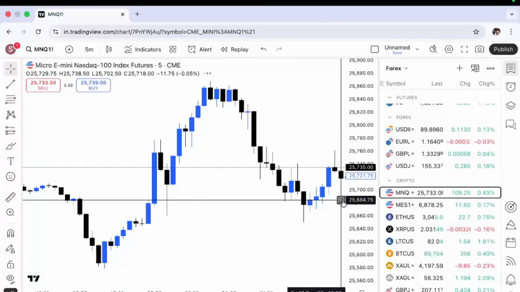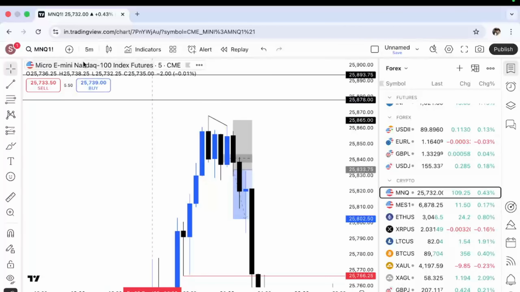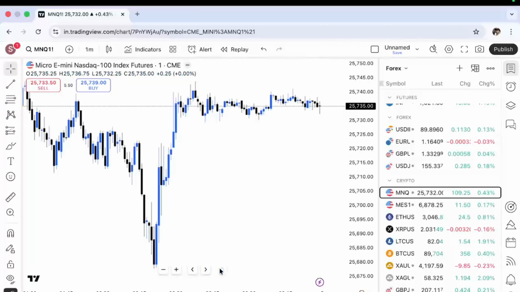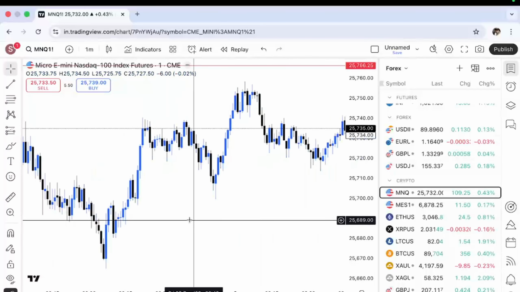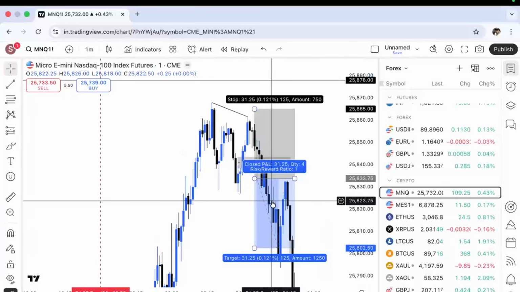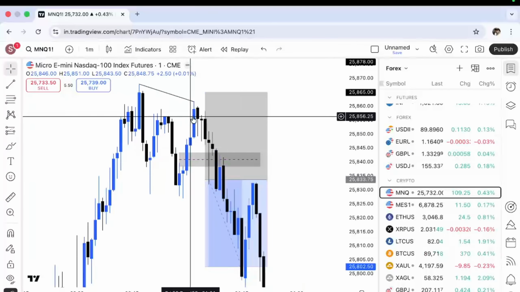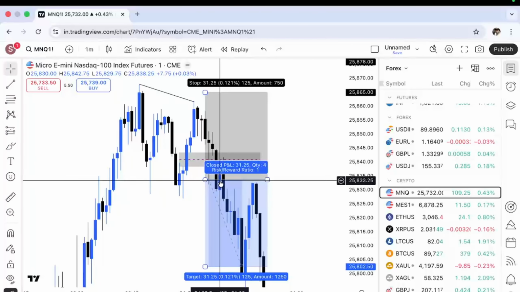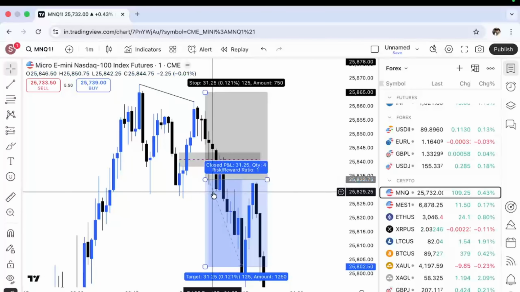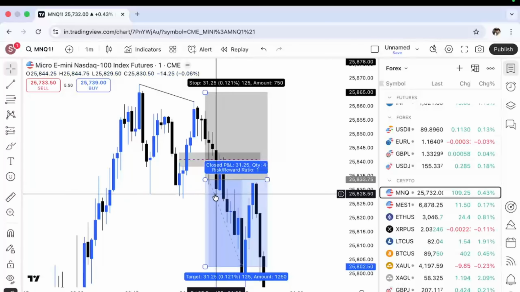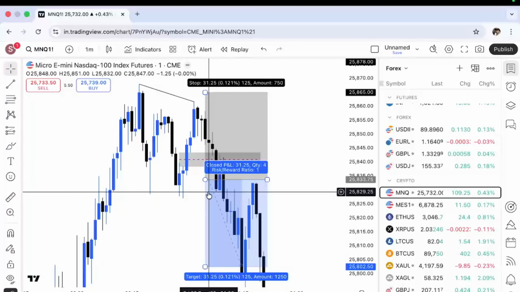So I took shots on Nasdaq. I'll come down to a 1 minute time frame and show you my exact entry. This is my exact entry. This is a high, this is a low, and this was a high. We broke this low, so I entered here. Actually my entry was supposed to be here, but I didn't break my rule.